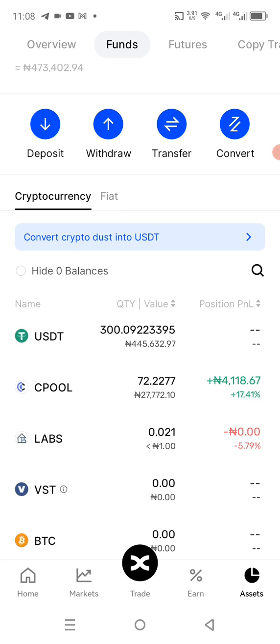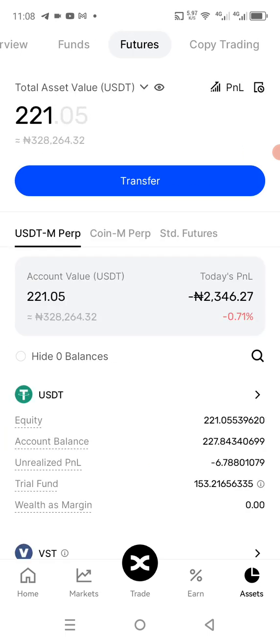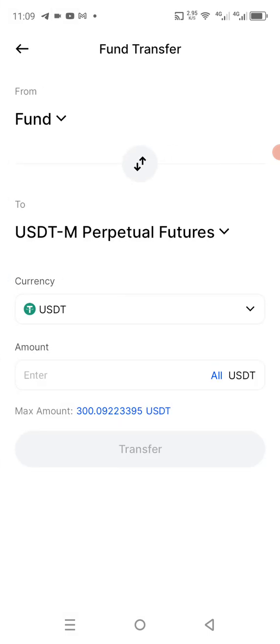Now, for you to trade in features, you have to click on features, and you must transfer money to your features account. So you click on transfer money to features account. We are trading with USDT perpetual features. So you can see my funds here.